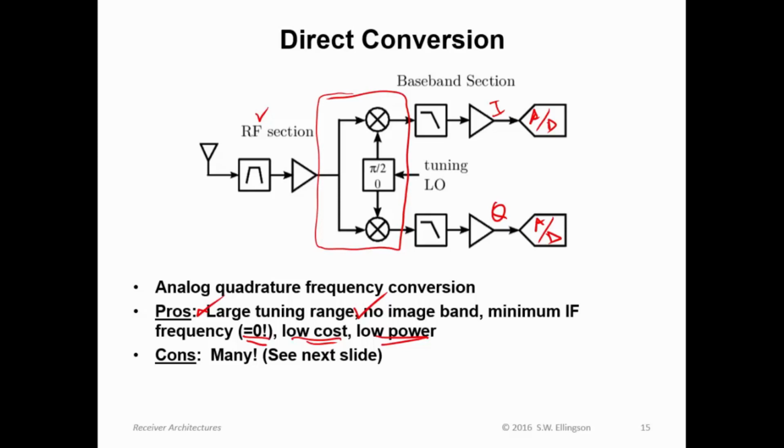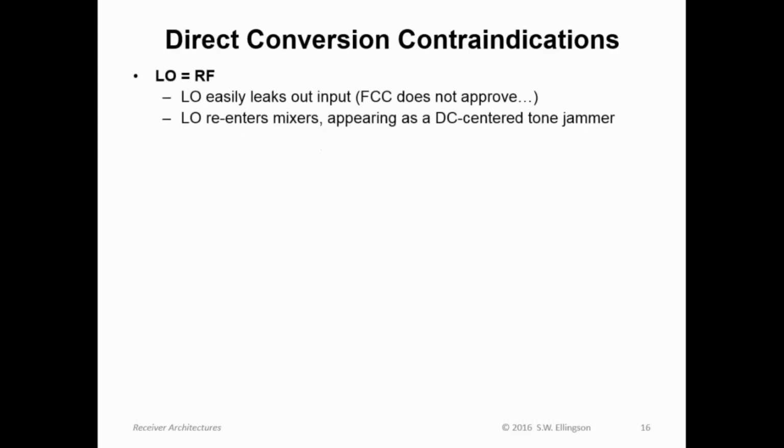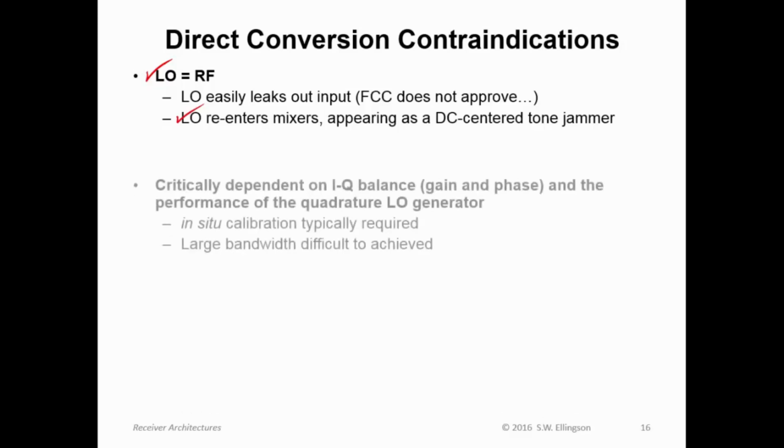However, there are also many disadvantages, and this tends to keep direct conversion from showing up in all but applications in which cost and power must be absolutely minimized. So here are the contraindications for direct conversion. First, the LO frequency is equal to the RF frequency. This means the LO easily leaks out the input. Your receiver should not be transmitting. Furthermore, the LO re-enters the mixers, appearing as a DC-centered tone jammer.